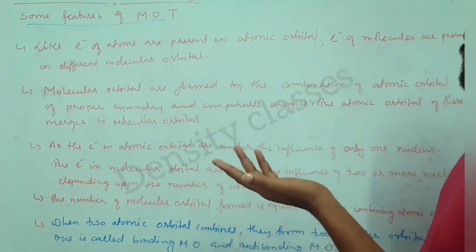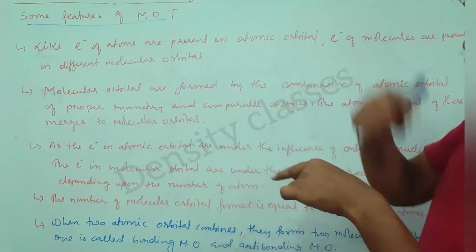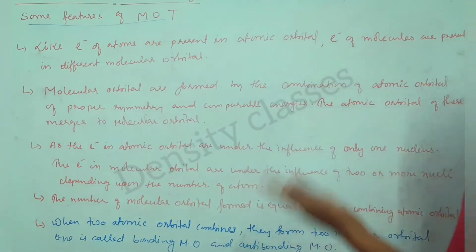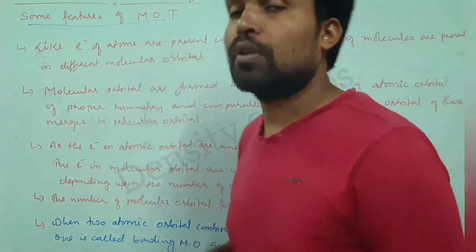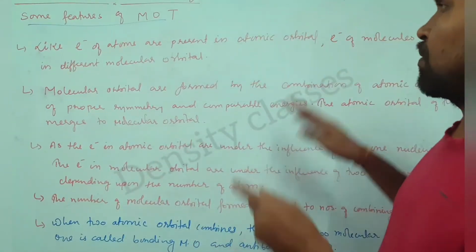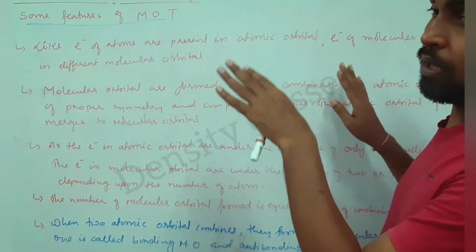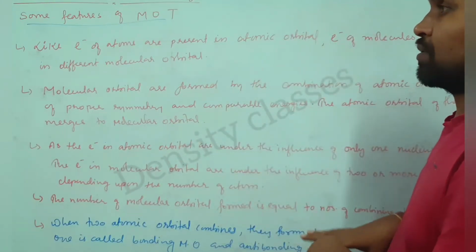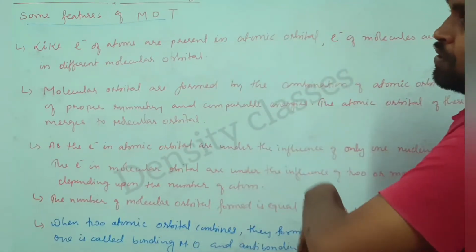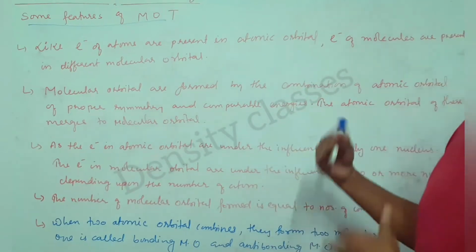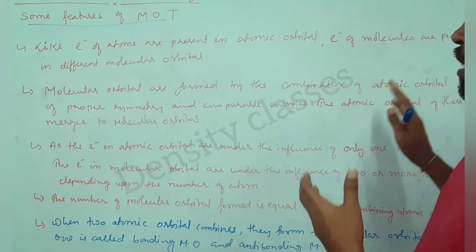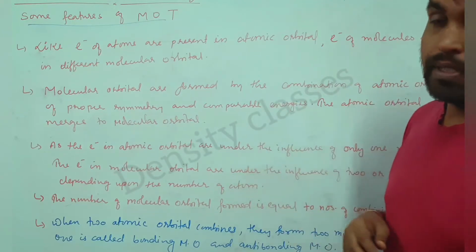Electrons in an atom are present in atomic orbitals, and electrons in a molecule are present in different molecular orbitals. So from here you can differentiate between atomic orbital and molecular orbital. Both the differences and the feature you can see. So it is two in one; no need to write the differences between them separately, you can understand from here itself.